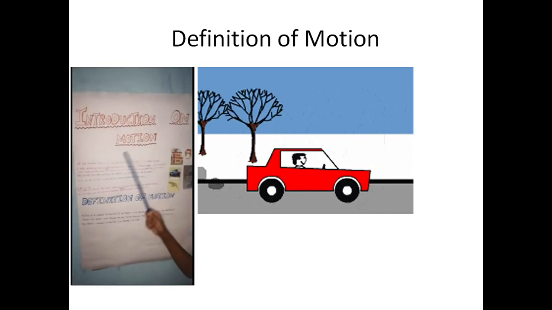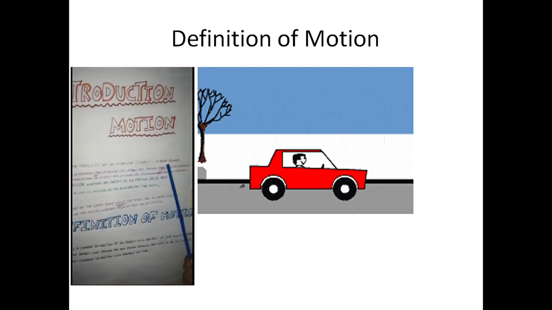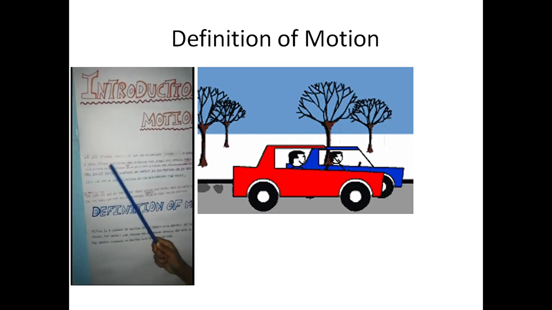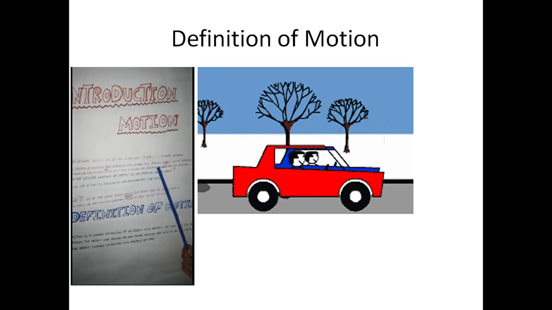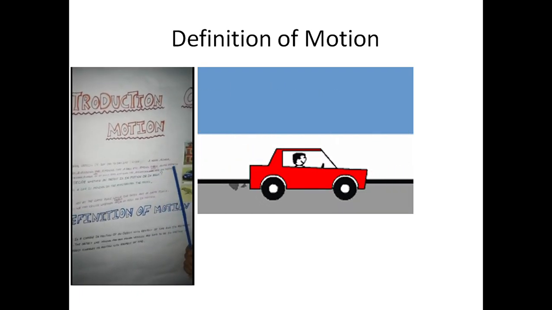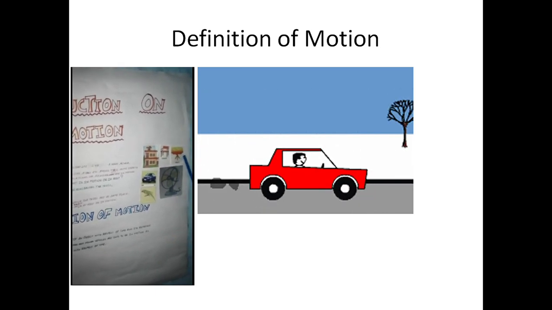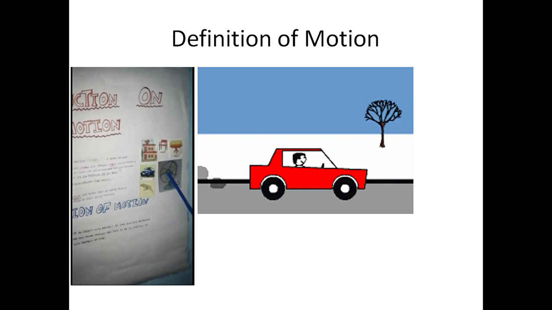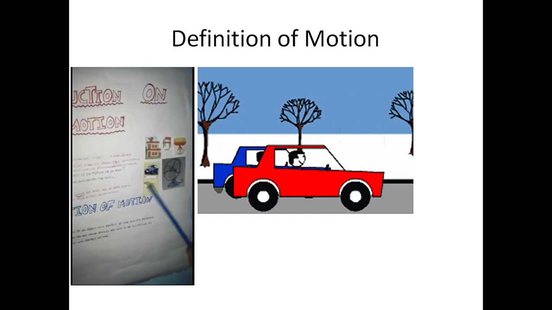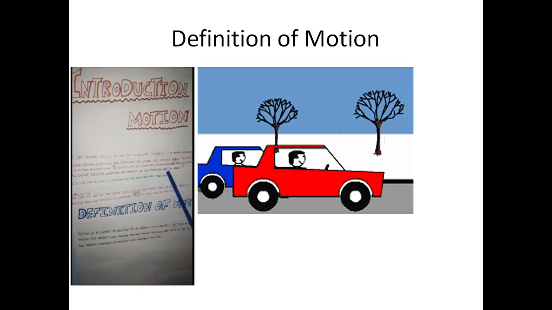Introduction on motion. We see several objects in our day-to-day life like a house, a chair, a table, a clock, a running fan, a moving car, a ball, etc. Among these, some objects like a house, a chair, a table are at rest, and a moving car and a running fan are in motion. How do we decide whether an object is in motion or at rest?